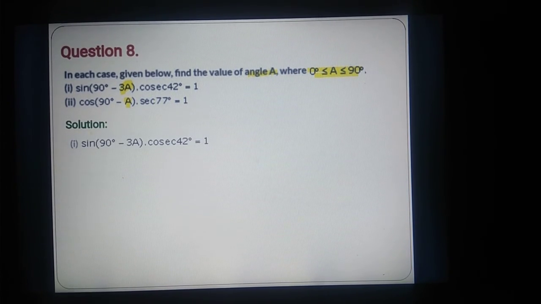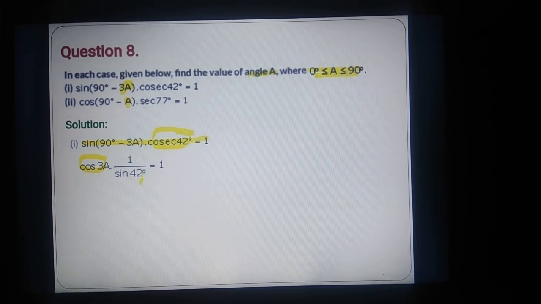It is said that sine of 90 minus 3A into cosec 42 degrees equals 1. Now this cosec 42 degrees can be written as 1 by sine 42, right? This is the sine 90 minus theta format, so it can be written as cos theta. Sine 90 minus theta is cos theta. So I have cos theta, where theta is 3A. And as I said earlier, cosec 42 degrees can be written as 1 by sine 42.